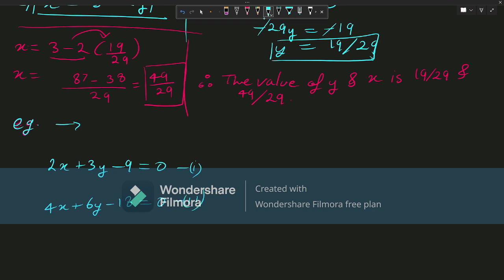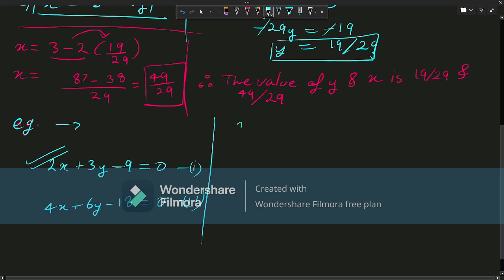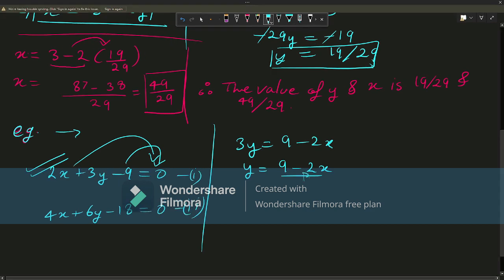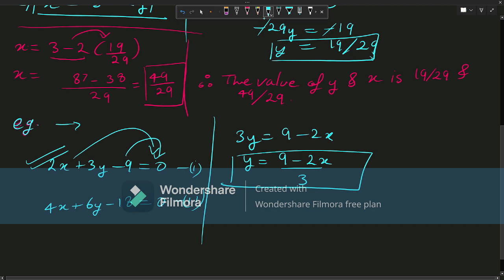Now, out of these two, which one is the smallest? Of course, the first one is the smallest, right? So now what we are going to do is shift 2x to the RHS side. Wait a second. Let's shift this one and this one at the same time over here. So 3y equal to plus 9 minus 2x, and then 3 will also be shifted, so it will be 9 minus 2x upon 3. So this is the value of y.